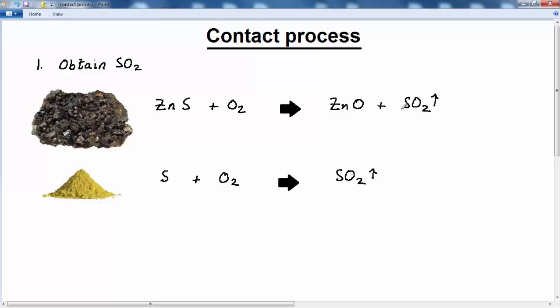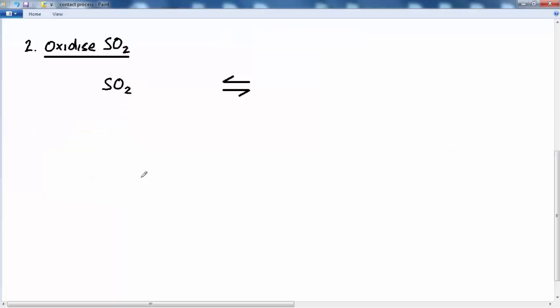Okay, the next step in the process is going to involve oxidizing sulfur dioxide into sulfur trioxide. You remember that if you take sulfur dioxide and add it to water, you'll get a weak acid called sulfurous acid. Now what we're after in this process is not sulfurous acid but sulfuric acid, which is a much stronger acid. Okay, so the next step is oxidizing sulfur dioxide, and this process is slightly more complicated because we're dealing with what we call a reversible reaction.